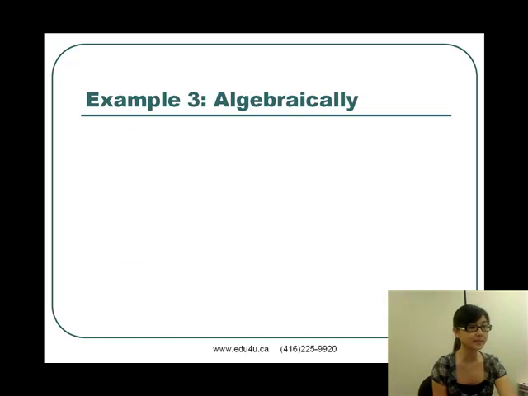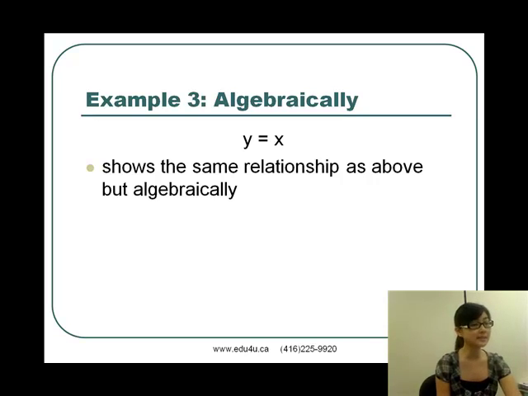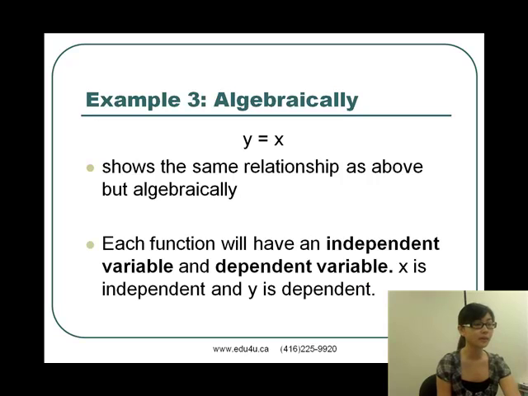Example 3, algebraically. This is perhaps the method that will save you the most amount of time, in which all you need is an equation, and in this case it's y equals x. It shows the exact same relationship as the above two slides, but algebraically. So by now you might have noticed that each function will have an independent variable and a dependent variable, of which x is independent and y is dependent.